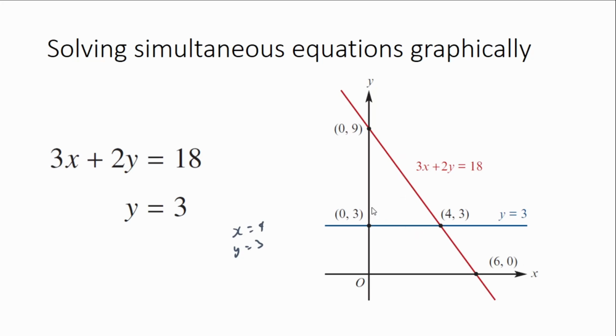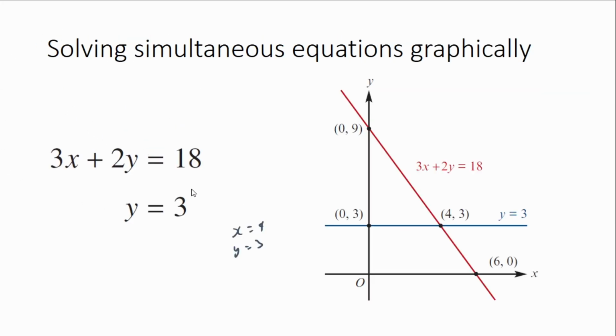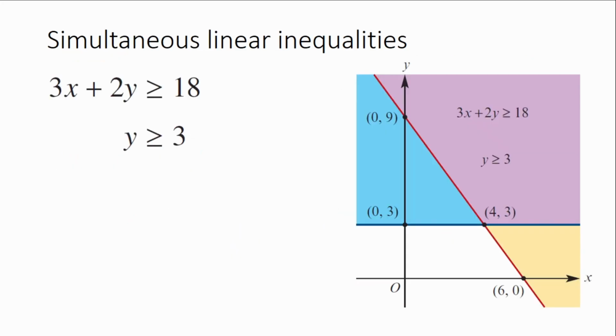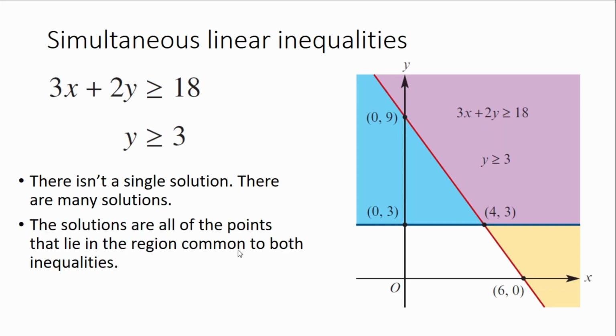However, simultaneous linear inequalities are similar but a little bit different. So you might have something like this on the top here. So that's the same as that, except we have different signs instead of the equals there. So in a set of inequalities, when we solve it, there isn't one single solution. There are actually multiple solutions. So the solutions are all of the points that lie in the region common to both the inequalities.